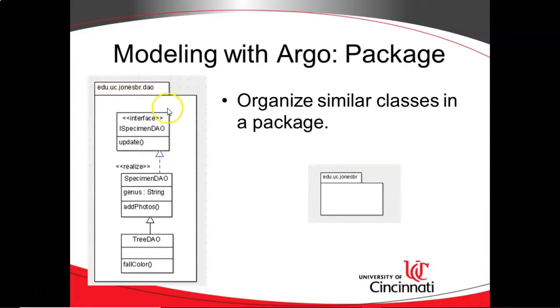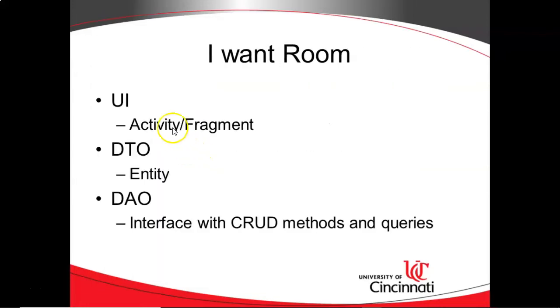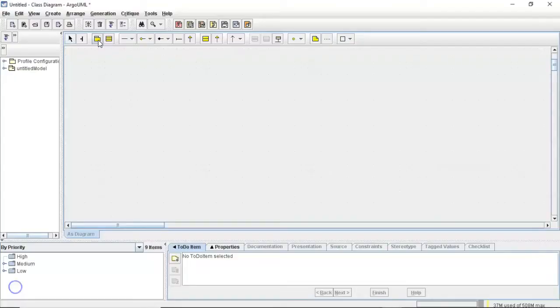Package names are typically all lowercase. And in the preceding slide, I've given some hints on what the packages will be. UI, DTO, DAO, and so on and so forth. So let's jump in and make a diagram. I have Argo UML up.